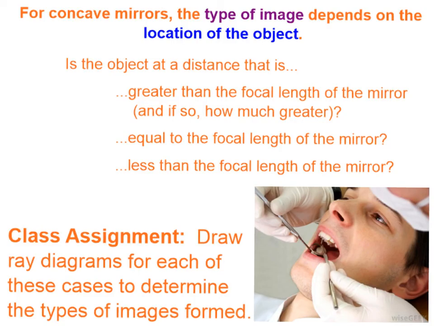So for concave mirrors, the type of image depends on the location of the object. Is the object farther than the focal length of the mirror? If so, how much farther? Is it beyond C, or is it in between F and C? Is the distance of the object equal to the focal length of the mirror? That will be different too. Is it less than the focal length of the mirror? These are all going to produce different types of images. So for our class assignment, we are going to draw ray diagrams for each of these cases to determine the type of image formed.